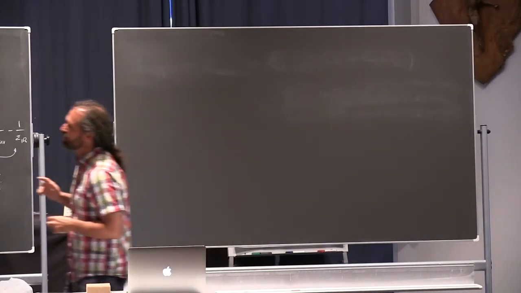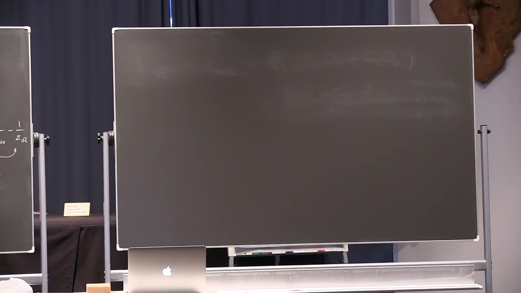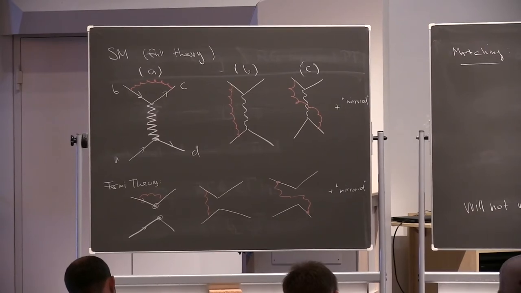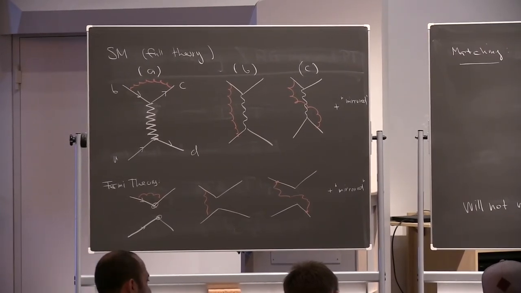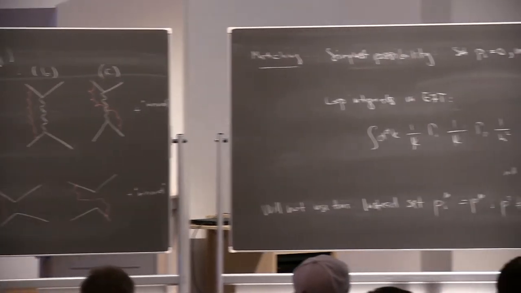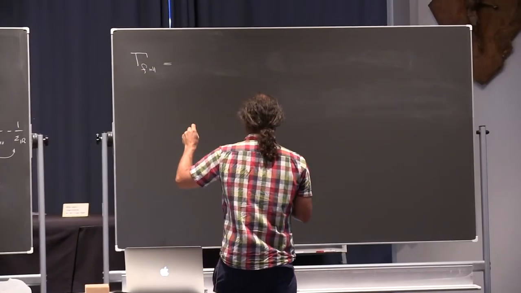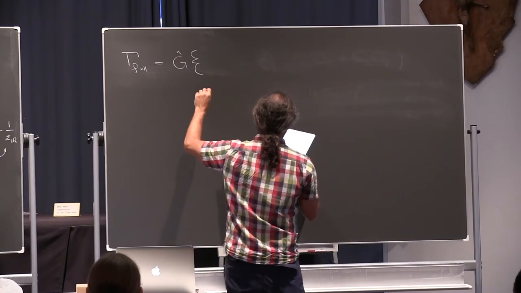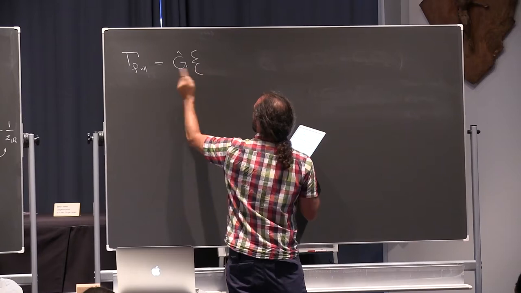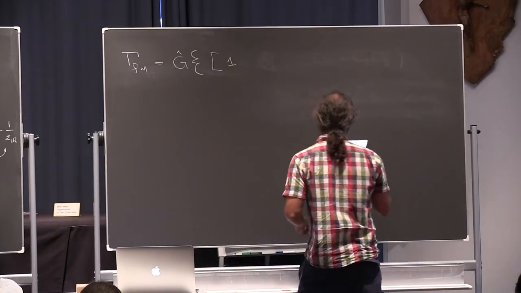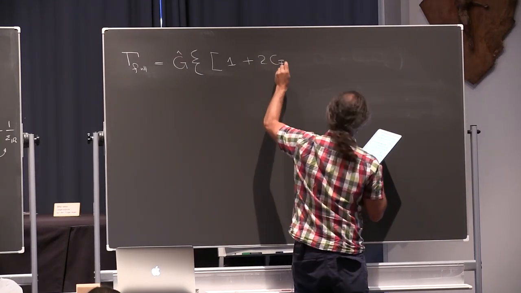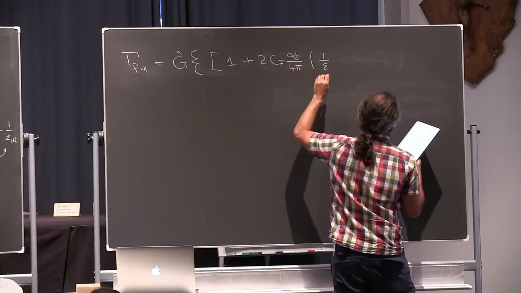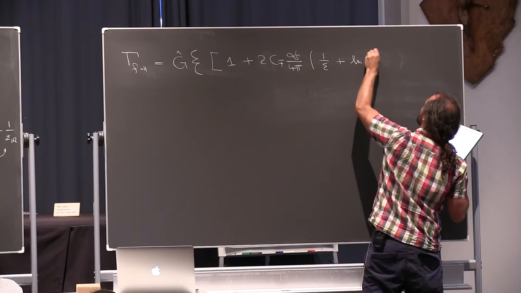So let me write the results. I'll give the diagrams names. So this is A, this is B, and this is C, and the same name for the other one. Then we can discuss which part comes from what. And let me try to write down the result. So first, the full theory result. Of course, it contains this G tilde. And then I'll write the result up to one loop. So there is the one, which is the tree-level piece. And then it's plus 2 C_F alpha_s over 4 pi times (1 over epsilon plus log mu squared over p squared).